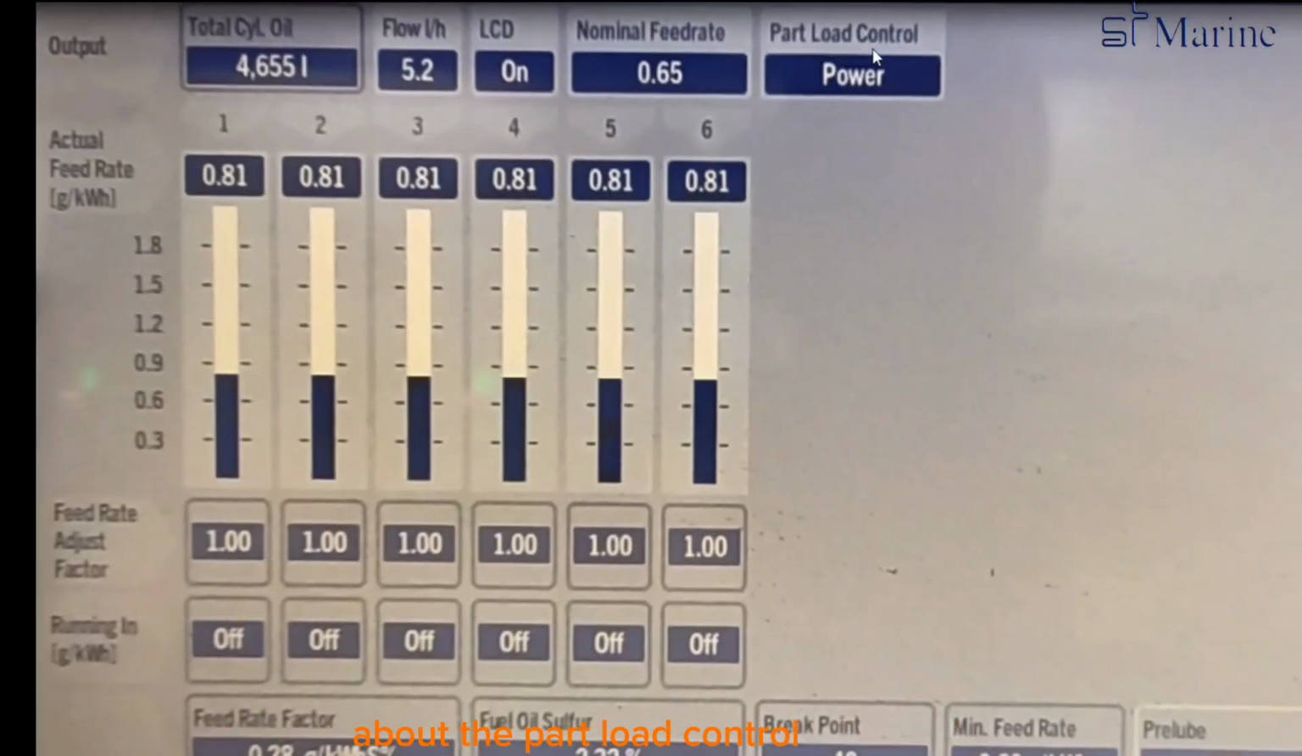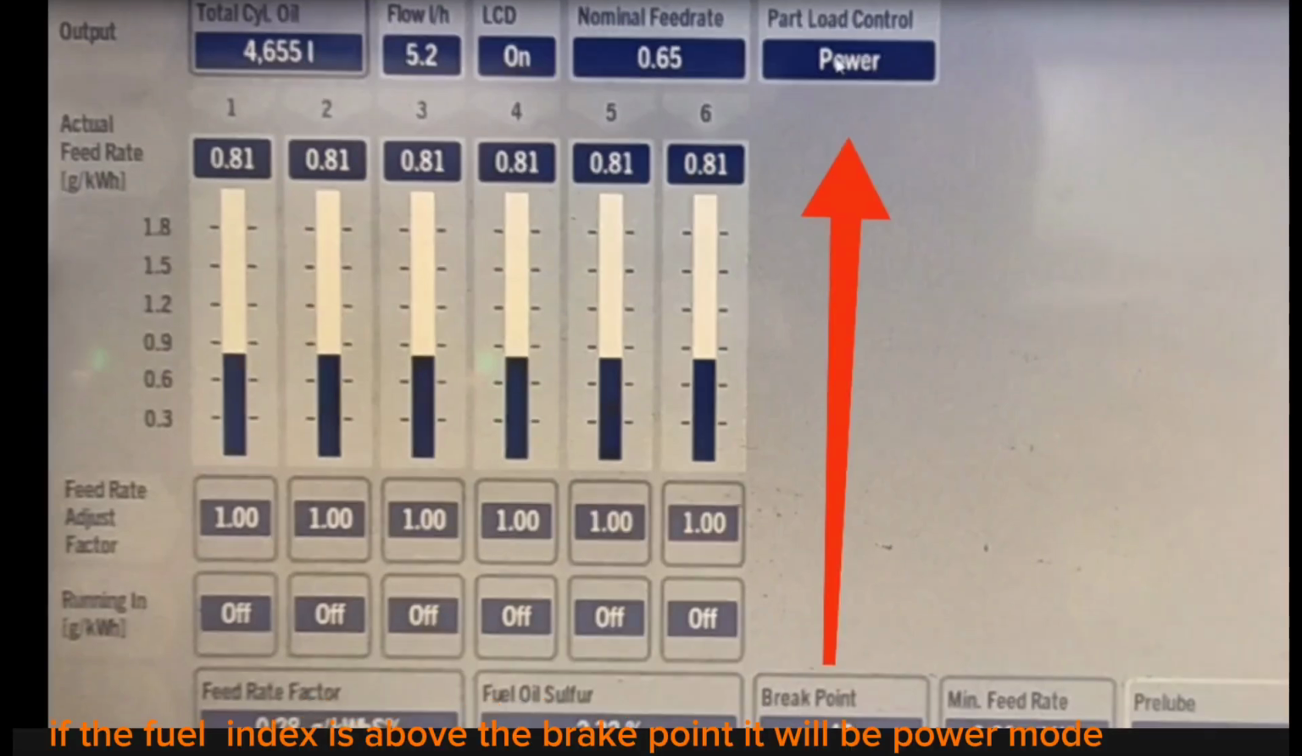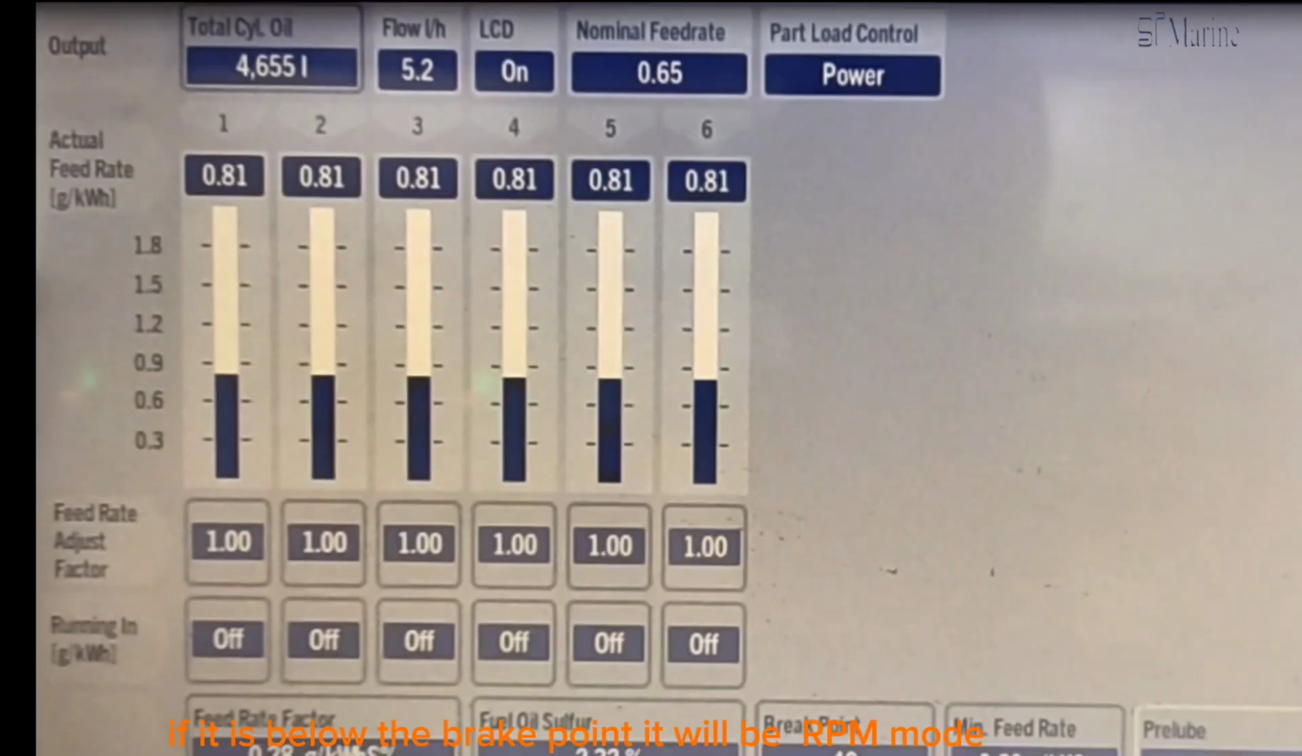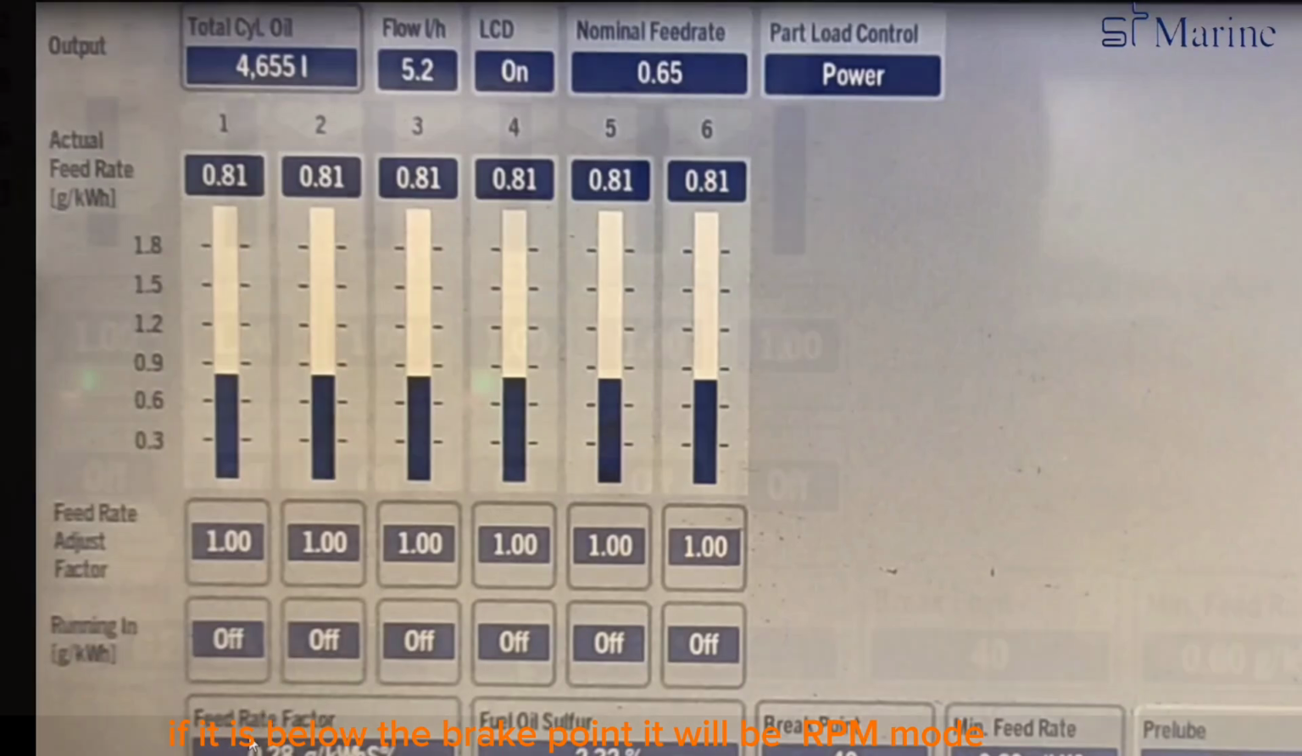About the part load control, as its name says, it controls the feed rate depending on whether the engine is running below or above the specified breakpoint. If the fuel index is above the breakpoint, it will be power mode. If it is below the breakpoint, it will be RPM mode.